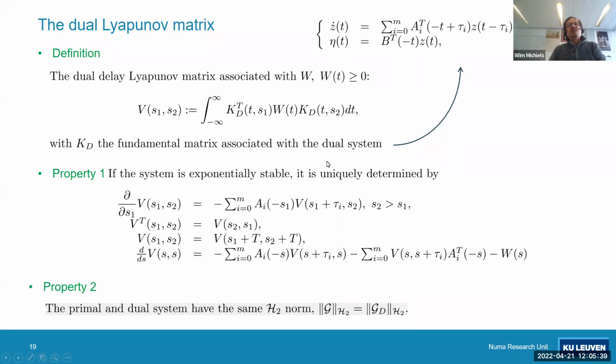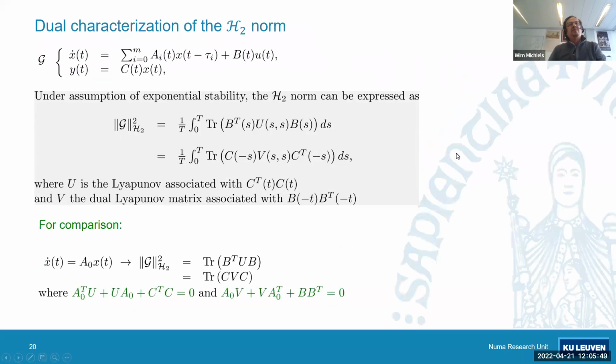What can we show in fact? Primal and dual systems, they not only share the spectrum, except for 0, but they also share the same H2 norm. And so in this way, in fact, we arrive at the following results, with a dual characterization of the H2 norm. Because of the periodicity of the average, that's 1/T times the integral from 0 to T. And the second thing, you get an expression in terms of the primal and the dual delay Lyapunov matrix.